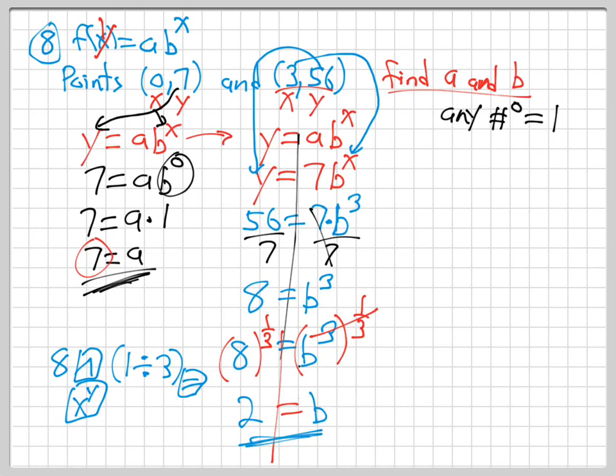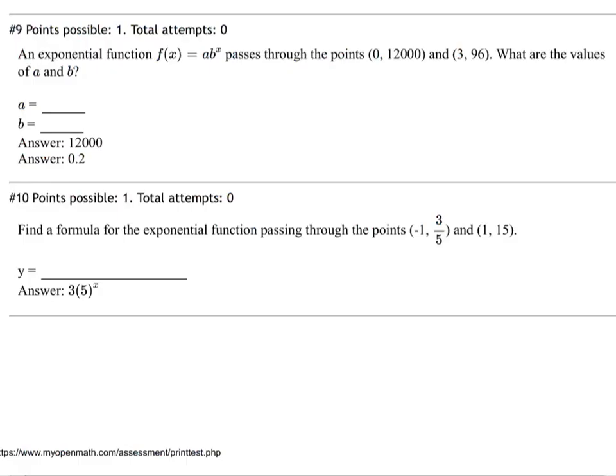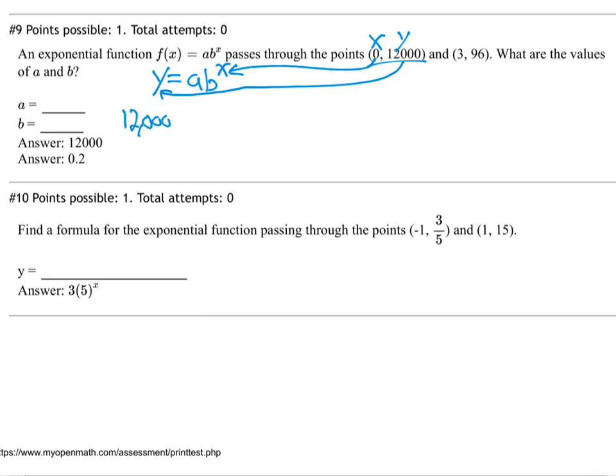All right, let's try number 9. It'll be about the same thing here. Do number 9 again. We've got y equals a times b to the x. I give them a 0. This is x, y. So plug in 0 for x and 12,000 for y. So 12,000 is a times b to the 0. So that means 12,000 is a.